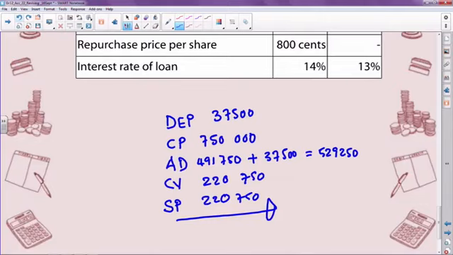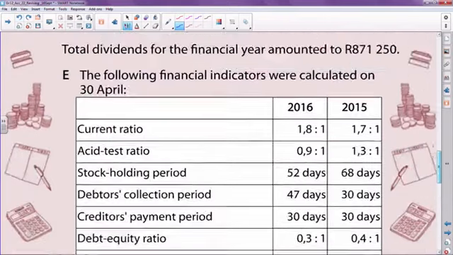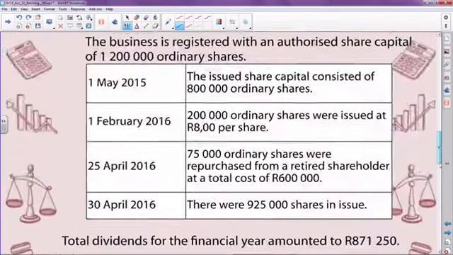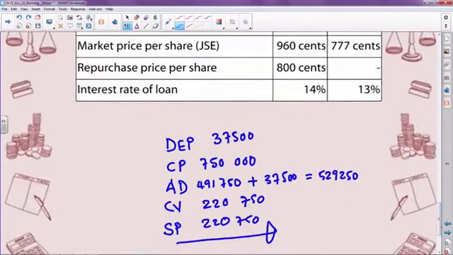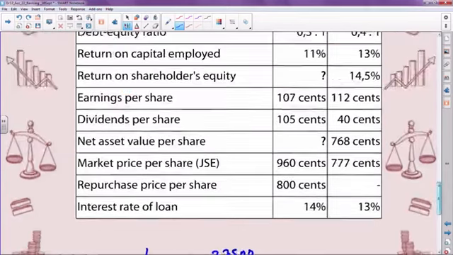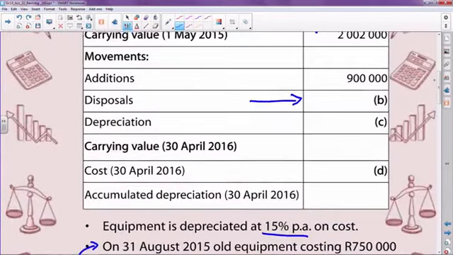Now remember something else. The question said we need to calculate, if we look at the information, we want our disposal, which is at carrying value, and there we got the figure of the carrying value, which is 220,750. Now remember something, grade 12s, what's very important is whenever you are doing an asset disposal, always make use of this table. As you can clearly see, you can use given information and thereby arrive at your answer. Okay, the next amount that we need to calculate as per our question would be my depreciation for the year.